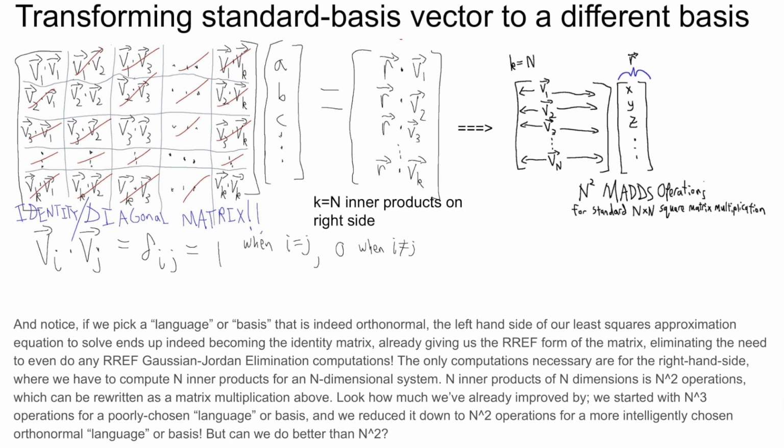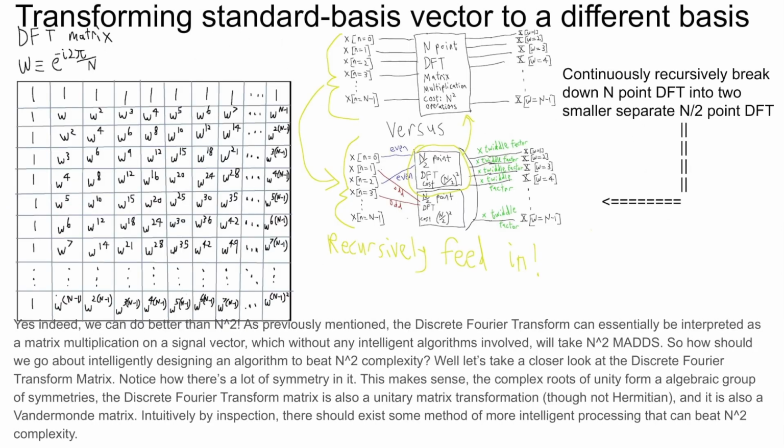We started with n cubed operations for a poorly chosen language or basis, and we reduced it down to n squared operations for a more intelligently chosen orthonormal language or basis. But can we do better than n squared? Yes, indeed, we can do better than n squared. As previously mentioned, the discrete Fourier transform can essentially be interpreted as a matrix multiplication on a signal vector, which, without any intelligent algorithms involved, will take n squared MADs. So how should we go about intelligently designing an algorithm to beat n squared complexity?